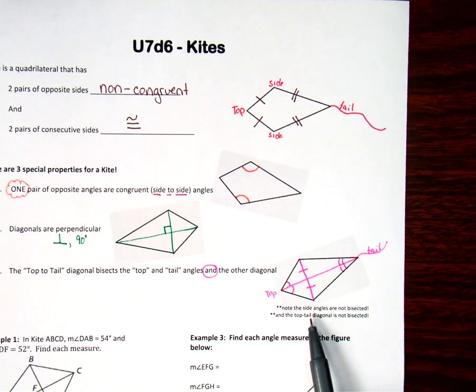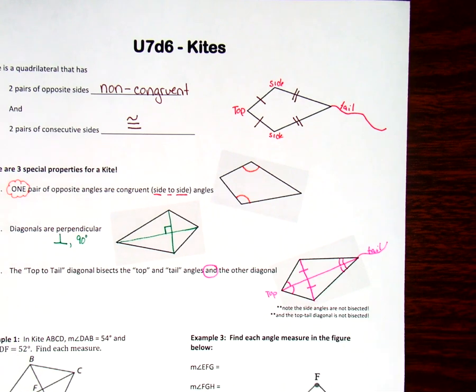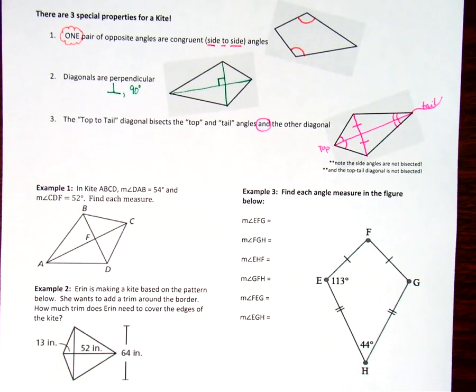The top to tail angle is not bisected. Okay? All right, so now that we have our properties, let's see what we can do with that. Example 1, in kite ABCD, so it's already telling me it's a kite. The measure of angle DAB is 54 degrees, and the measure of angle CDF is 52 degrees.